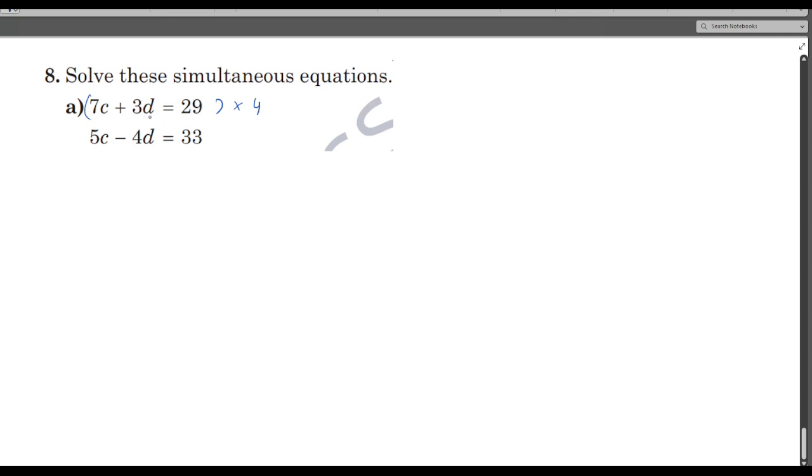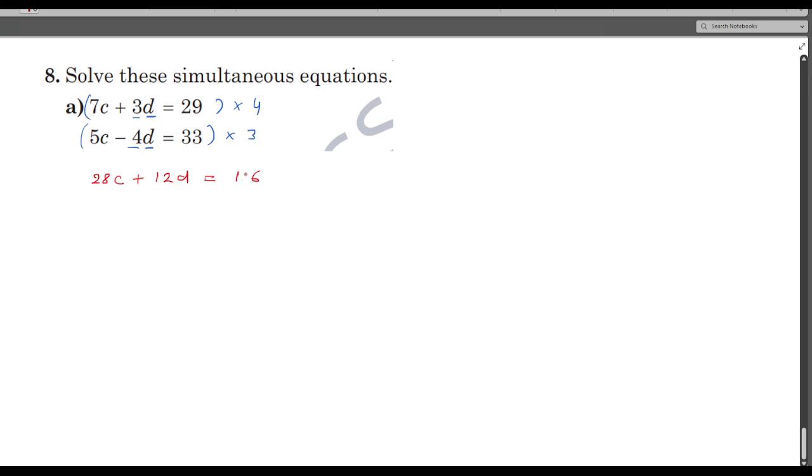Okay, now here I can see that the coefficient of d is 3 and here the coefficient of d is 4. So if I multiply this equation by 4 and this equation by 3, my coefficient of d becomes same. So this is the reason I am multiplying by 4 and 3. So first equation becomes 7 times 4 is 28. So your first equation becomes 28c plus 12d equal to 4 times 9, 36, and 4 times 2, 8.